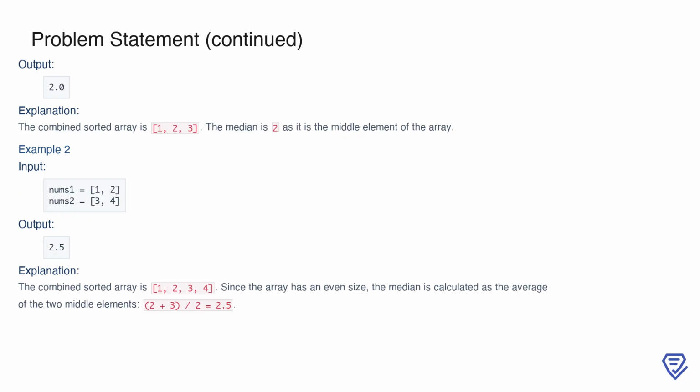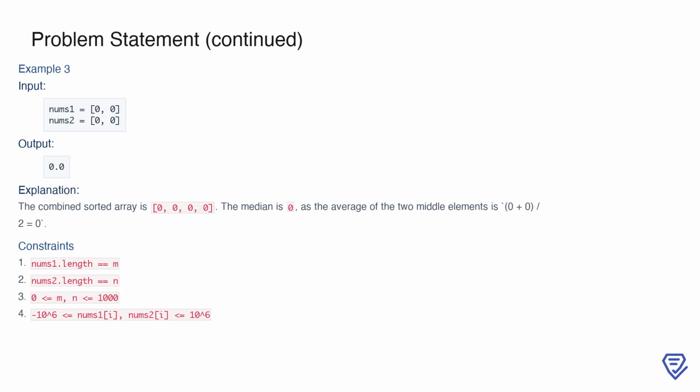In the second example, the arrays are nums1 = [1, 2] and nums2 = [3, 4]. When we combine and sort these arrays, the result is [1, 2, 3, 4]. Since the total number of elements is even, the median is calculated as the average of the two middle elements, which are 2 and 3. The result is (2 + 3)/2 = 2.5. Therefore, the output in this case is 2.5.